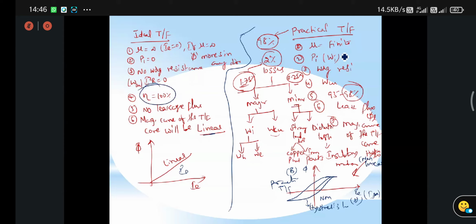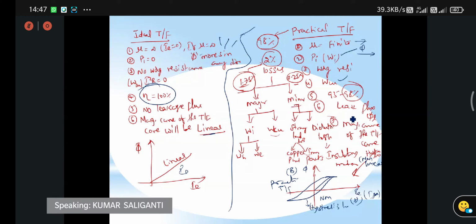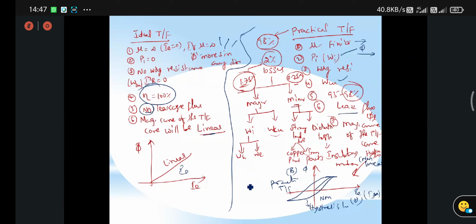Here the losses are considered because of the winding resistance here. And what about here, the mu is finite. In the ideal transformer the flux moves in only one direction, but in the practical transformer the flux moves in any direction in that core. There is leakage flux in the practical transformer, and there is no leakage flux in the ideal transformer. So the magnetization curve of the ideal transformer core will be linear. Here the magnetization curve of the practical transformer core will be non-linear, that is, a hysteresis loop will take place. This is the practical transformer, and this is the ideal transformer.